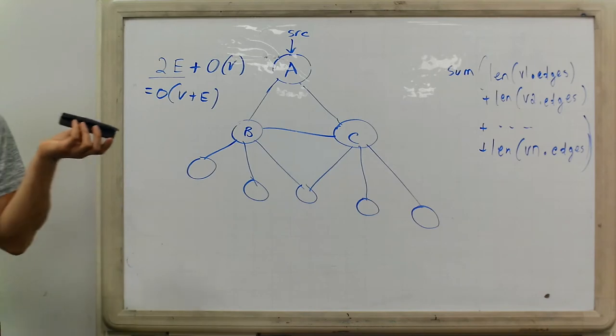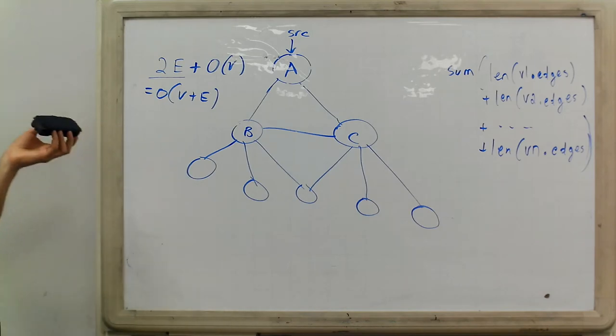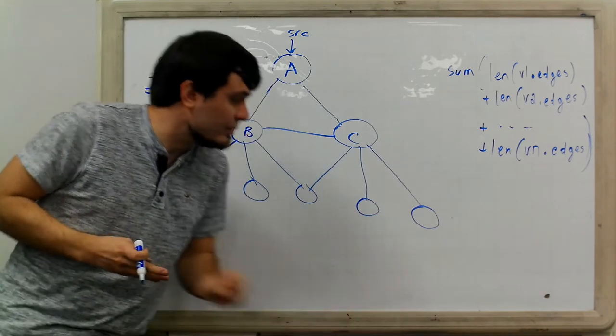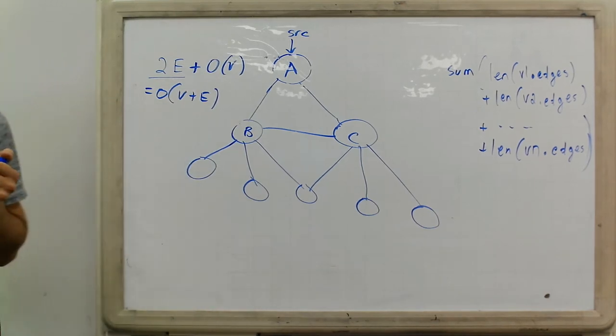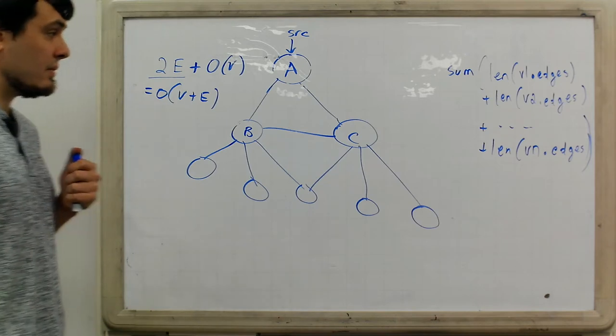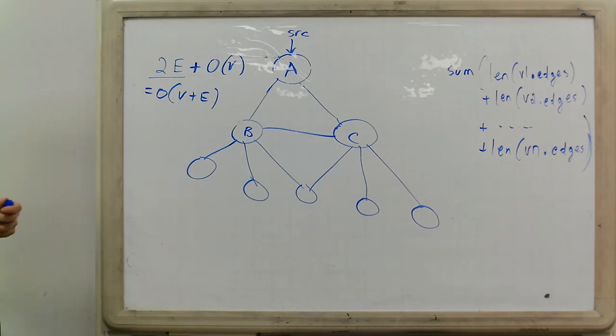Any questions about this before I go on to the next part? Yep. I have a question on the number of edges. So it depends on how connected the graph is, right? Suppose it's a complete mesh, would it still be 2E?